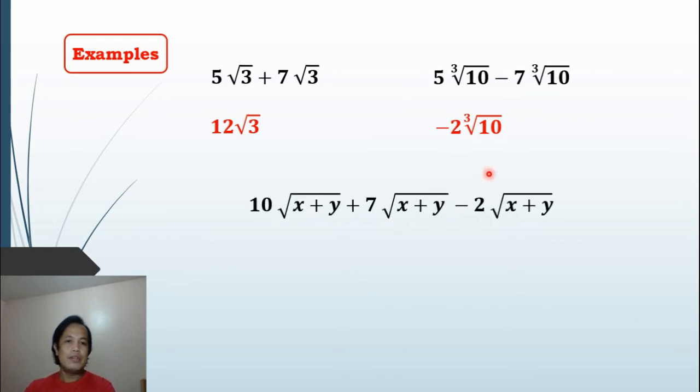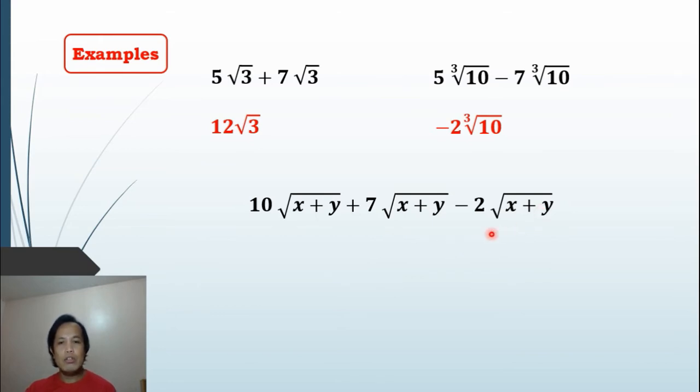Another example. This time we have here 10 the square root of x plus y plus 7 the square root of x plus y minus 2 the square root of x plus y. So as you have observed with the index, they are the same. We have here 2, 2, and 2. Since there is no index written, that means our index is 2. And with the radicand, we have x plus y, and x plus y. So basically, our radicals are similar.